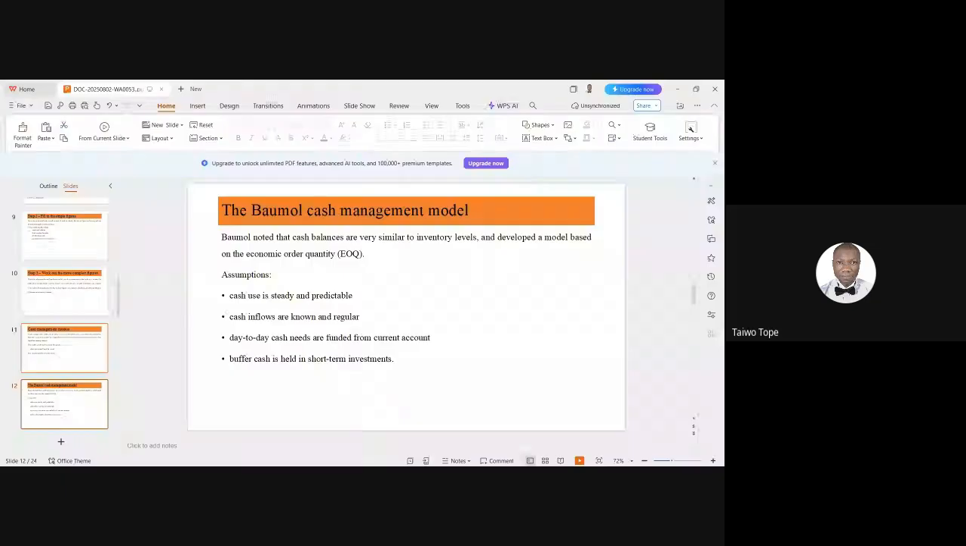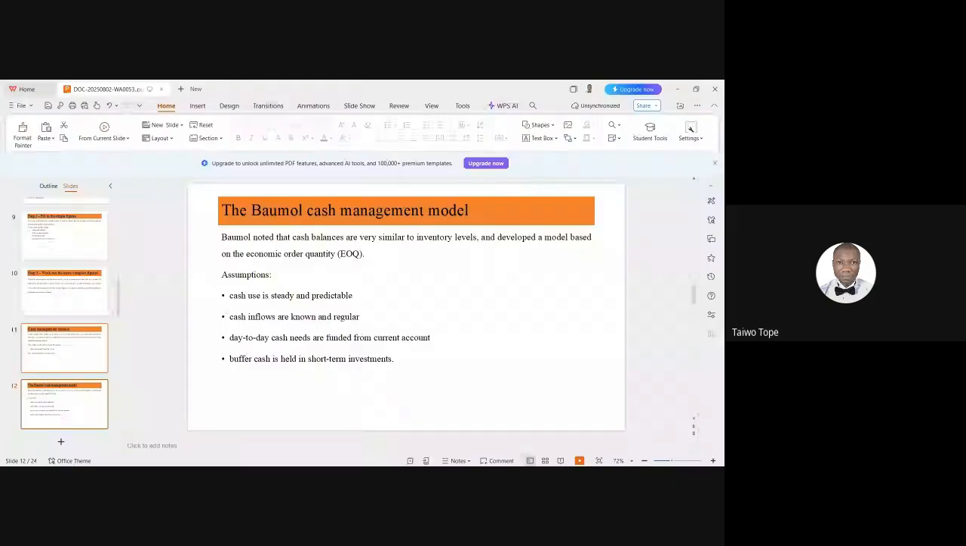is based on the economic order quantity model that we use for inventory valuation. So the Baumel model shows the optimal amount of cash that should be obtained each time short-term investments are sold.